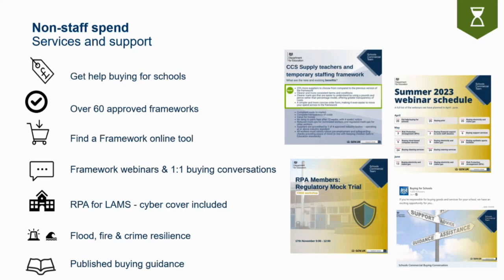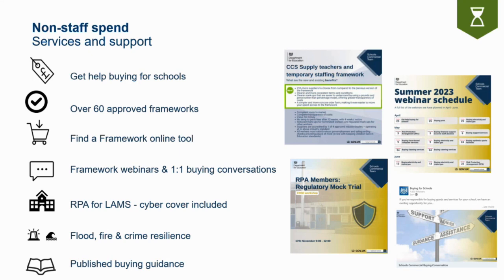The Finder Framework service provides department-approved frameworks covering a wide range of goods and services from furniture to ICT. And using our frameworks ensures that schools are not only getting good deals for the services and the goods that they're procuring, but they're also buying those goods in a legally compliant way. We also offer webinars and one-to-one buying conversations to support individual schools to get the best advice for the buying that they're looking to do.